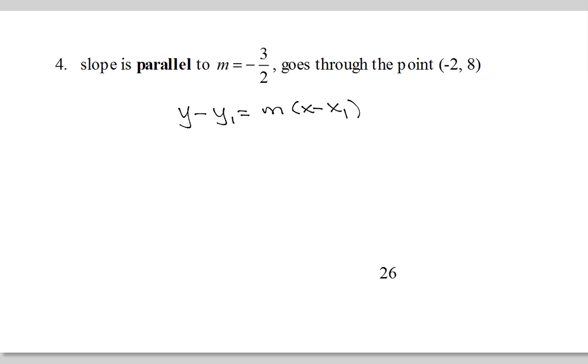So let's just worry about the point for now. -2, 8. Which one of those is the x? -2. So when this goes here, that will become x plus 2. You guys have spotted that pattern now, right? Okay, and then on the left side is going to be y take away 8, which we're not going to do anything with. Now what goes in for the m? Parallel to that slope. So the same.